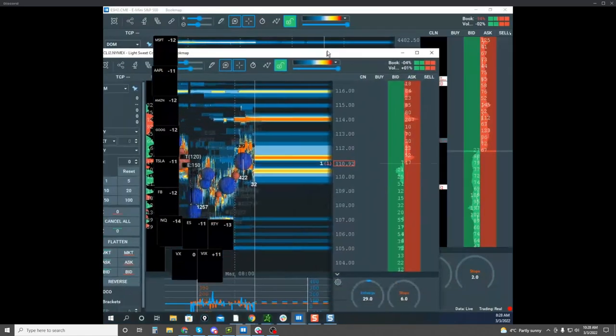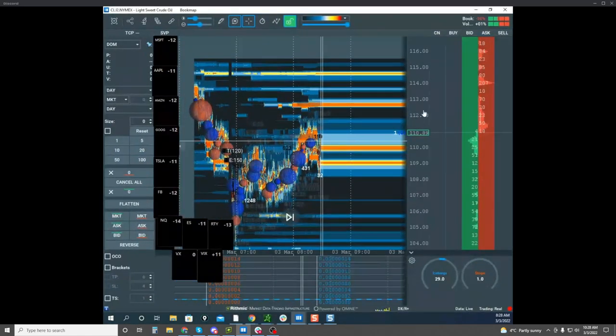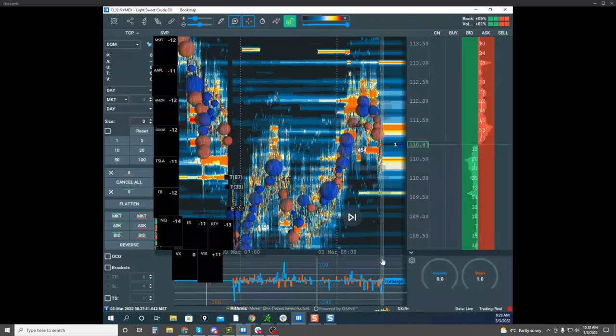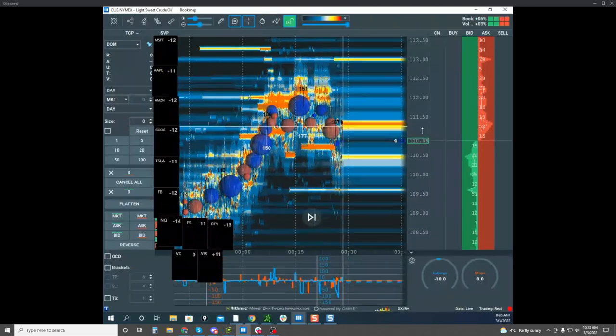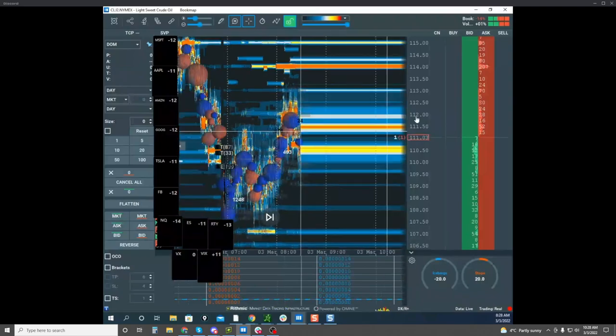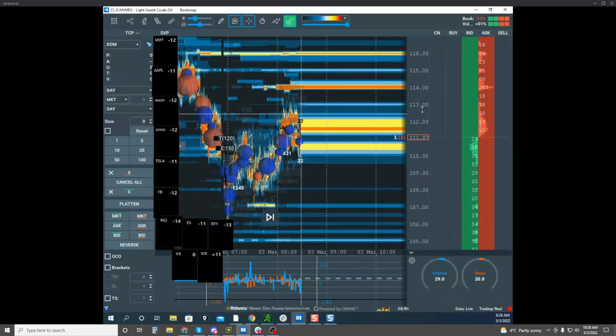Let's go to Sweet Crude. That was only 130. I got to see at least 150, especially in these conditions. This thing's just nutty. I mean, it's sweeping 200-300 ticks at a time.